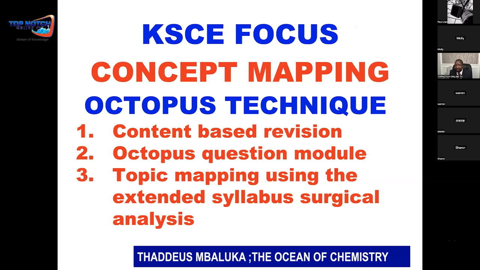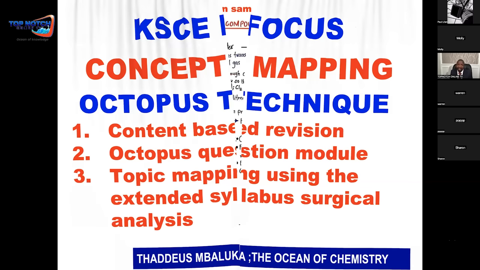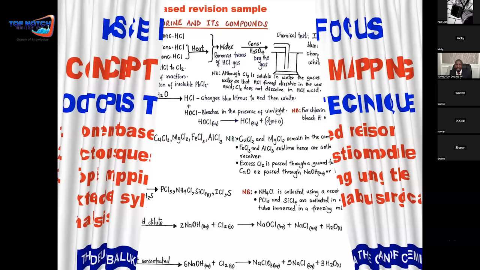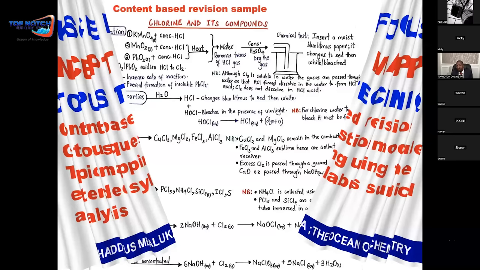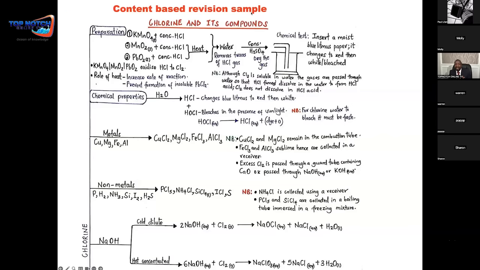Let me show you. Content. Base revision. Look at that. That is chlorine and its compounds. This is a topic that I can analyze in one page. How? Look at this. We have chlorine and its compounds.